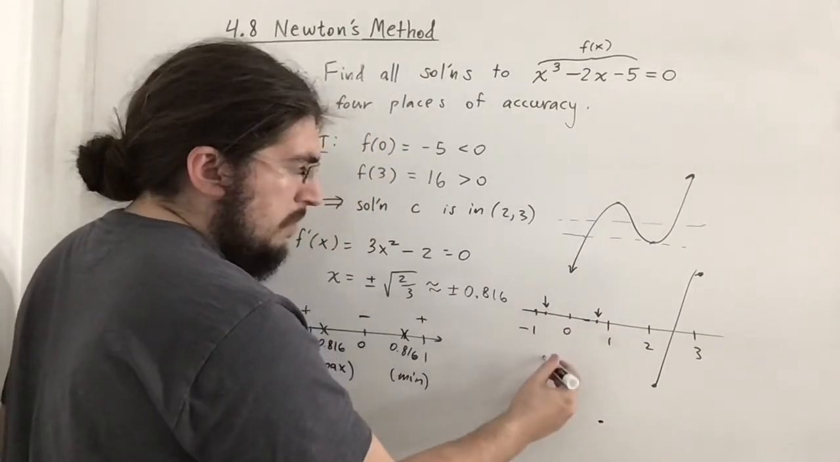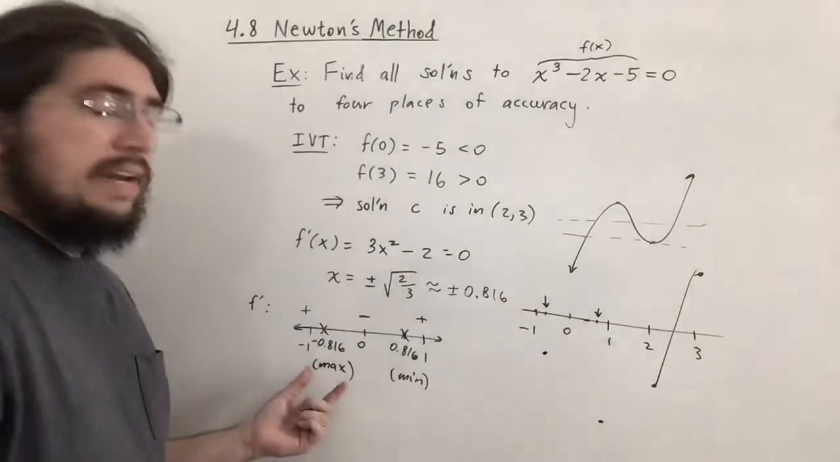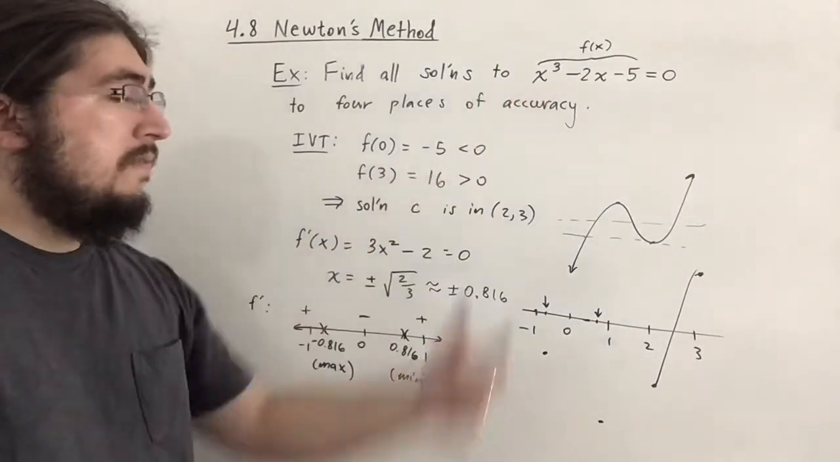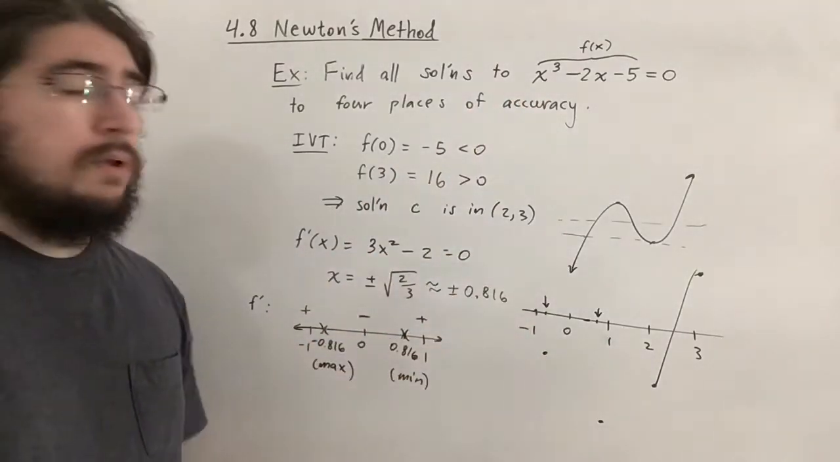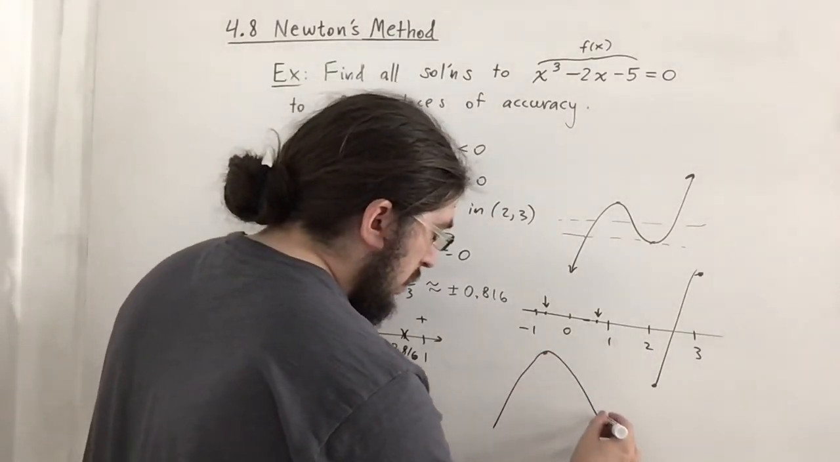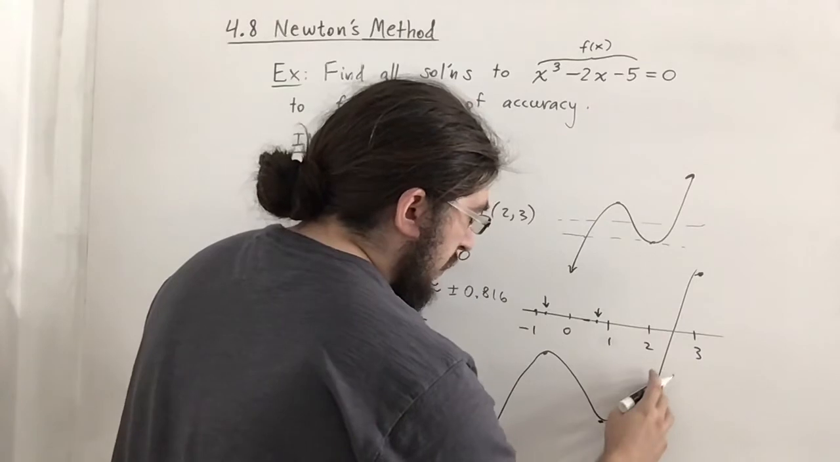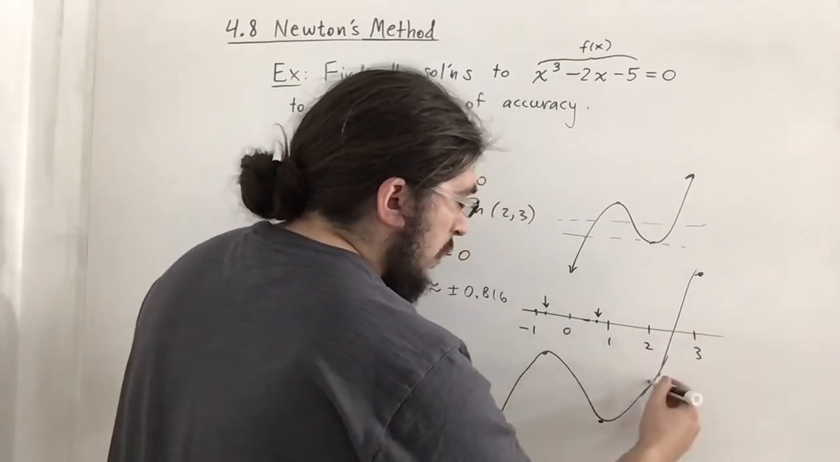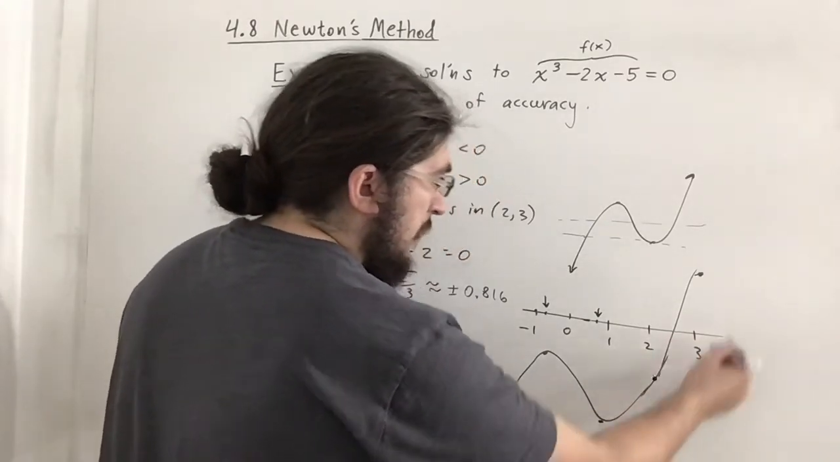And then here we know this is a maximum, but again, if you plug in negative 0.816 yourself, you can see that the function will be negative as well, so it's also below the x-axis. So the function has to look something like this. And it kind of continues. We just know at 2 it's negative, and at 3 it's positive.